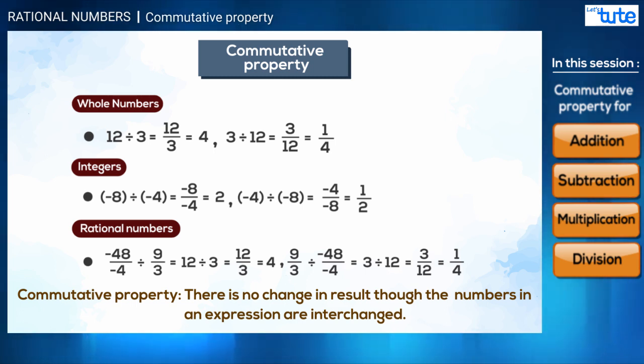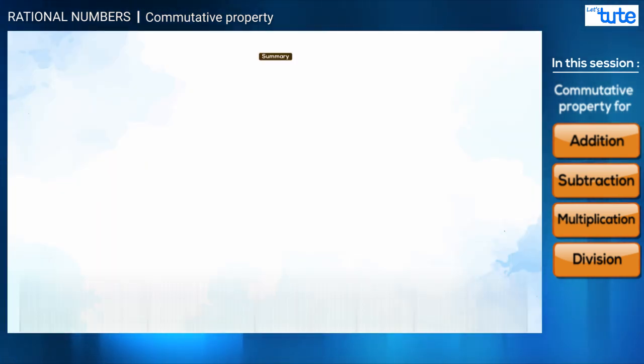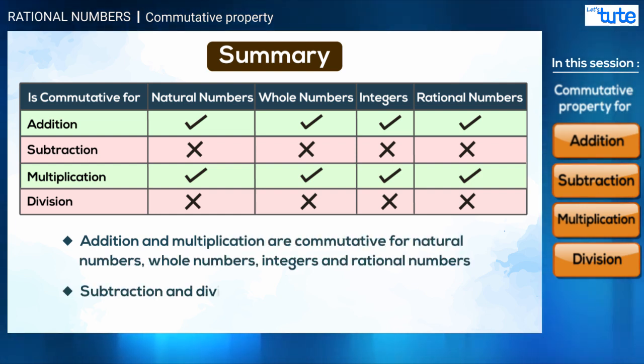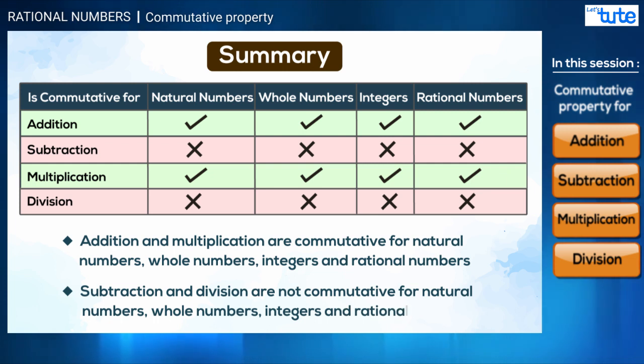So let's quickly revise things we have learned so far. Addition and multiplication are commutative. Subtraction and division are not commutative.